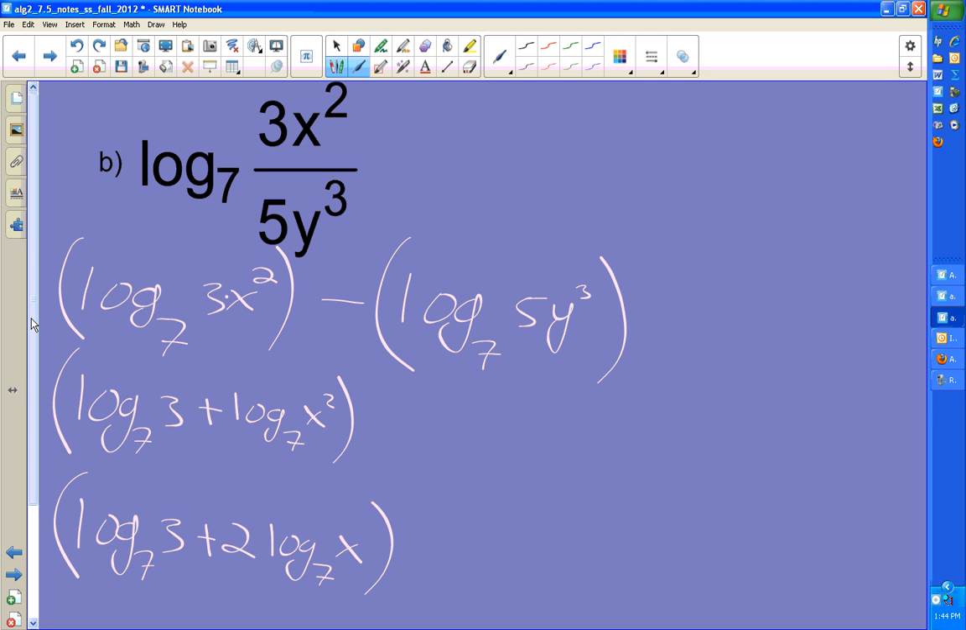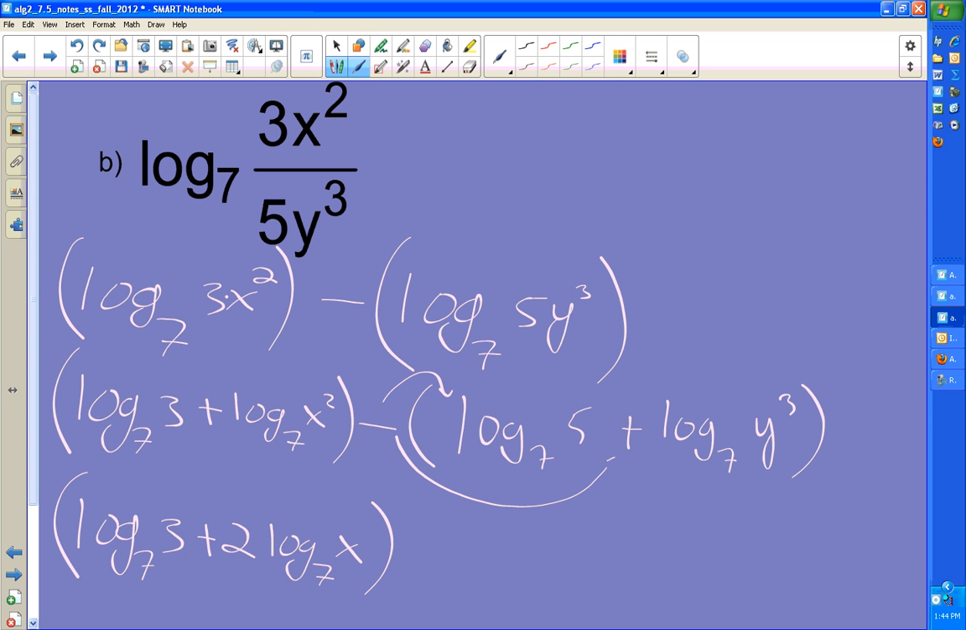A lot of you did the bottom correctly, but didn't put it in parentheses. So on the bottom, when you separate, this becomes log base 7 of 5 plus log base 7 of y cubed. Very much like the top, but again, in parentheses. The 3 is going to go in front of the log, and the minus is going to be distributed. It's going to go in here and here. So it's minus log base 7 of 5 minus 3 log base 7 of y.